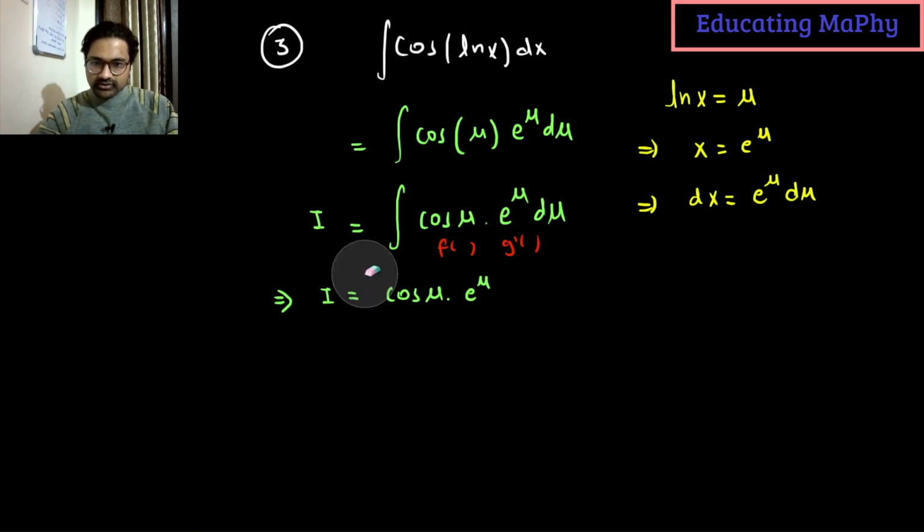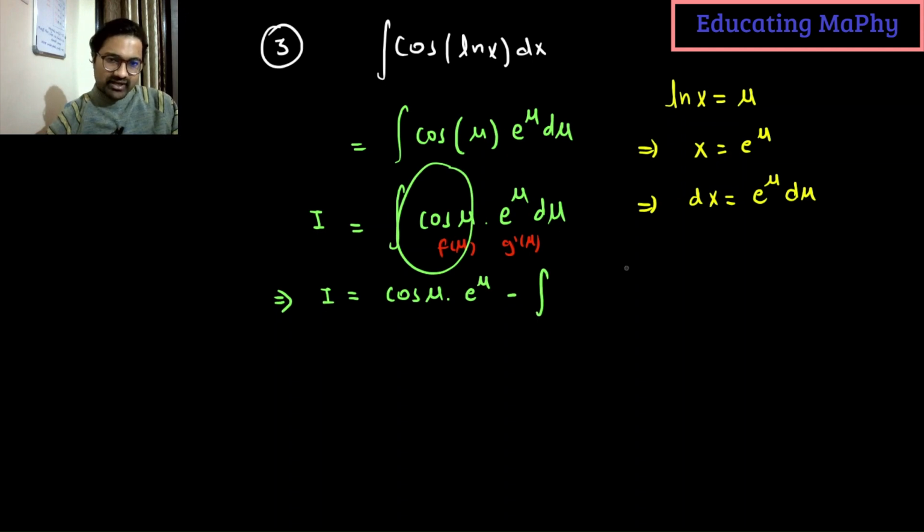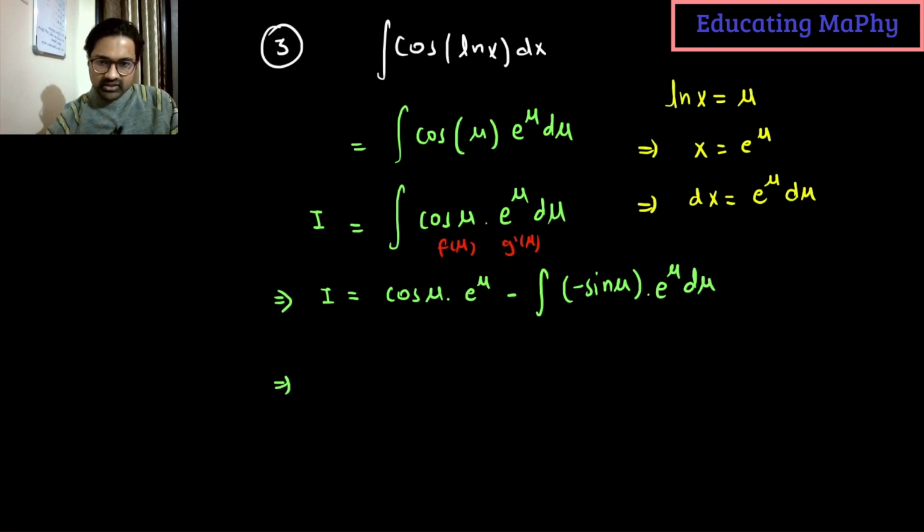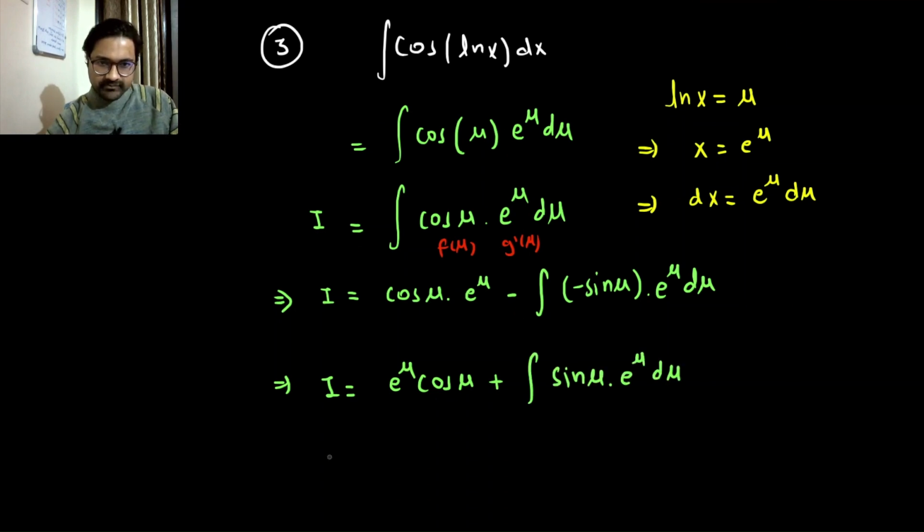So I'm just going to make it f of u and g prime of u. Now it's going to look like f of u times g of u, minus the integration of the derivative of f, so that's a negative sign, and then the integration of e raised to u is e raised to u, and then we have du. So I is equal to e raised to u cos u, minus and minus is plus, so plus the integral of sine u e raised to u du.